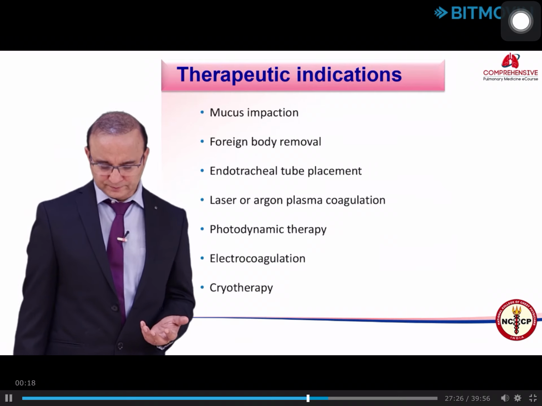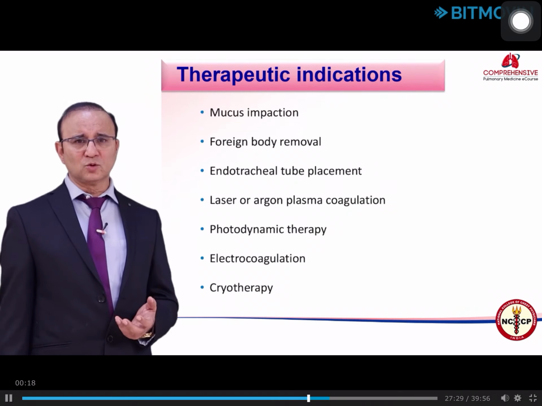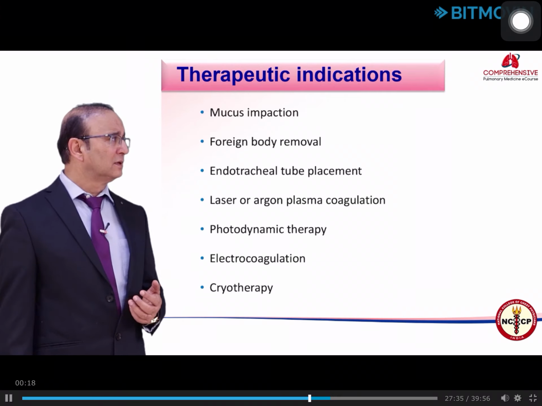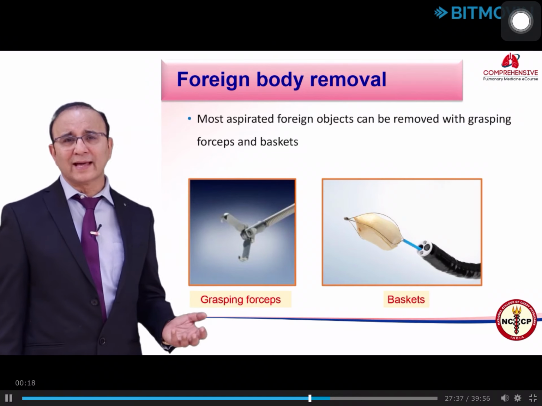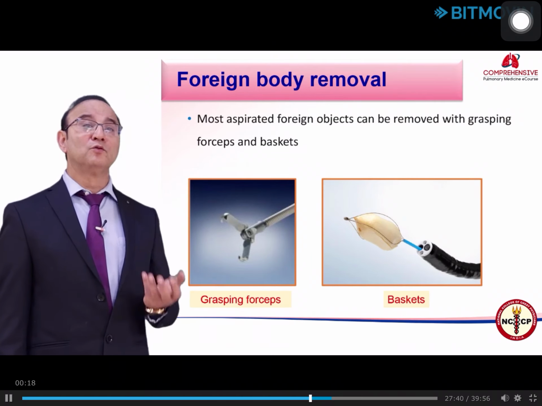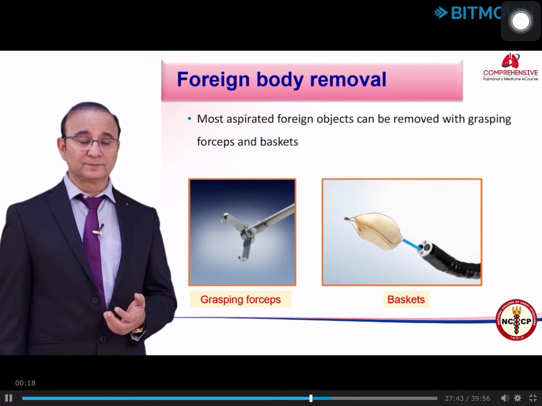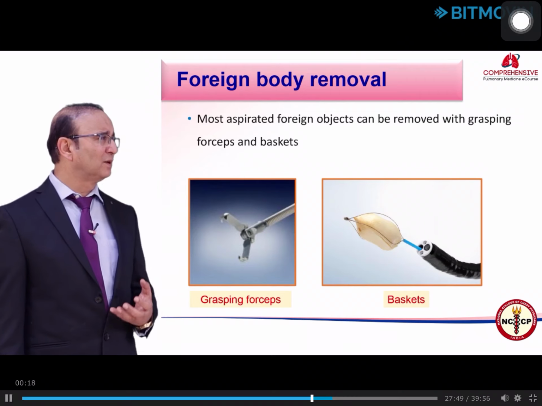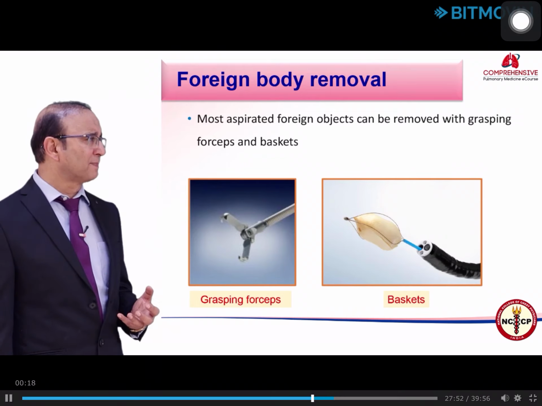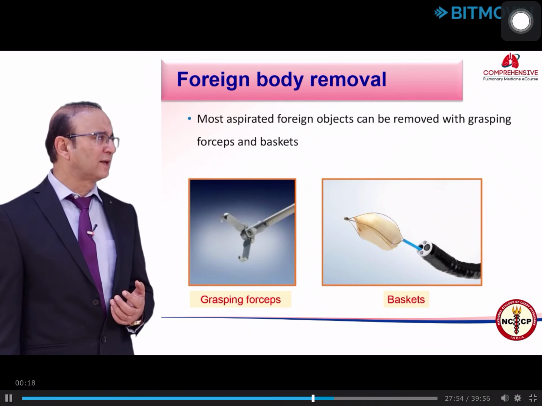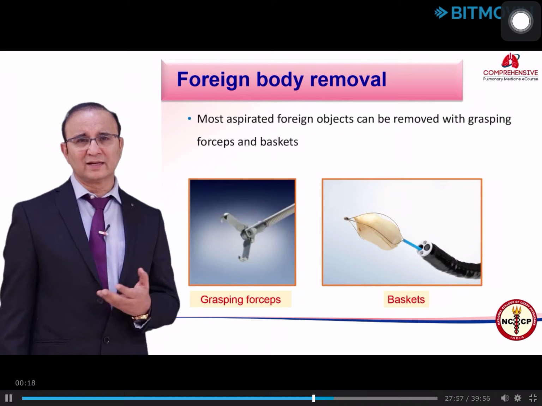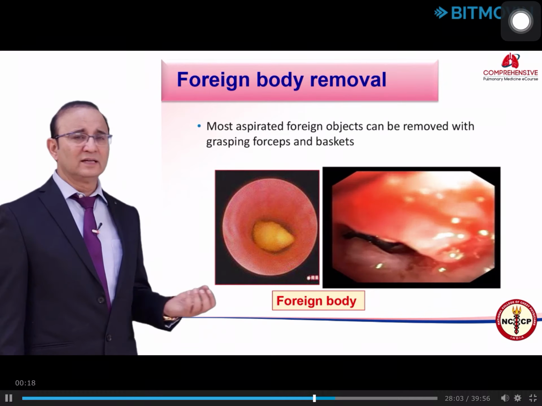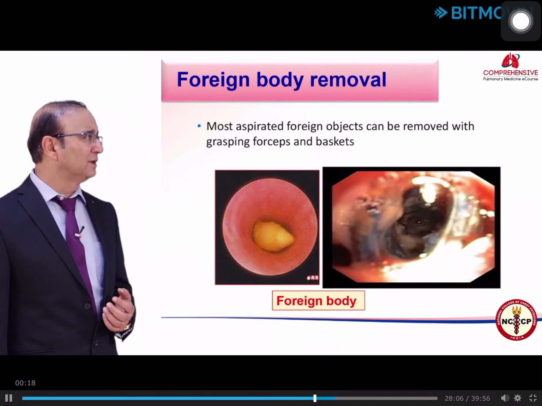Then foreign body removal. As I said, the rigid bronchoscope is a scope for taking out foreign bodies, but the flexible bronchoscope now has a lot of modalities which can help you remove a foreign body from the adult's airways. There are various kinds of forceps and baskets available. There are a lot of retrievable devices which are passed through the working channel of a flexible bronchoscope, like grasping forceps or baskets, which, as you can see, help you remove the foreign body from the lower airways.